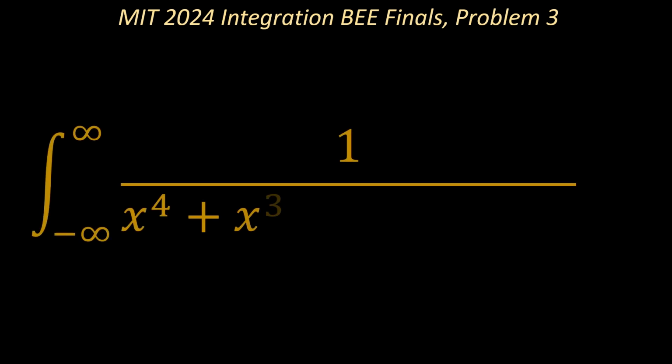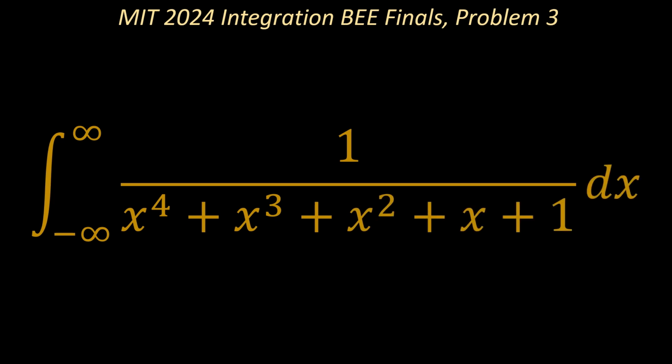So problem number 3 of the MIT 2024 integration B finals is the definite integral from x tending to negative infinity to x tending to positive infinity of 1 over x to the power 4 plus x to the power 3 plus x squared plus x plus 1. So solving this problem, first we're going to factorize the denominator of the integrand.